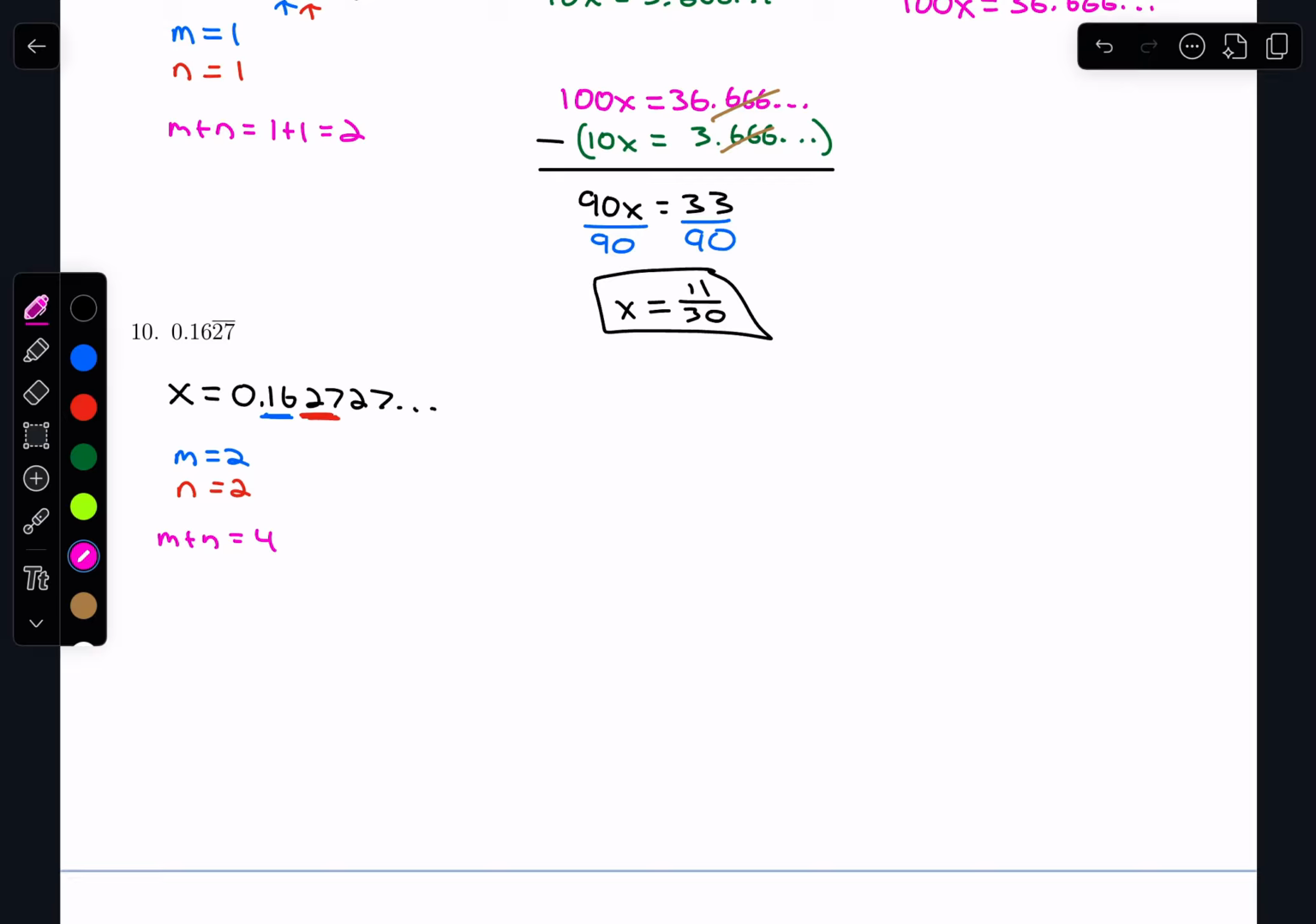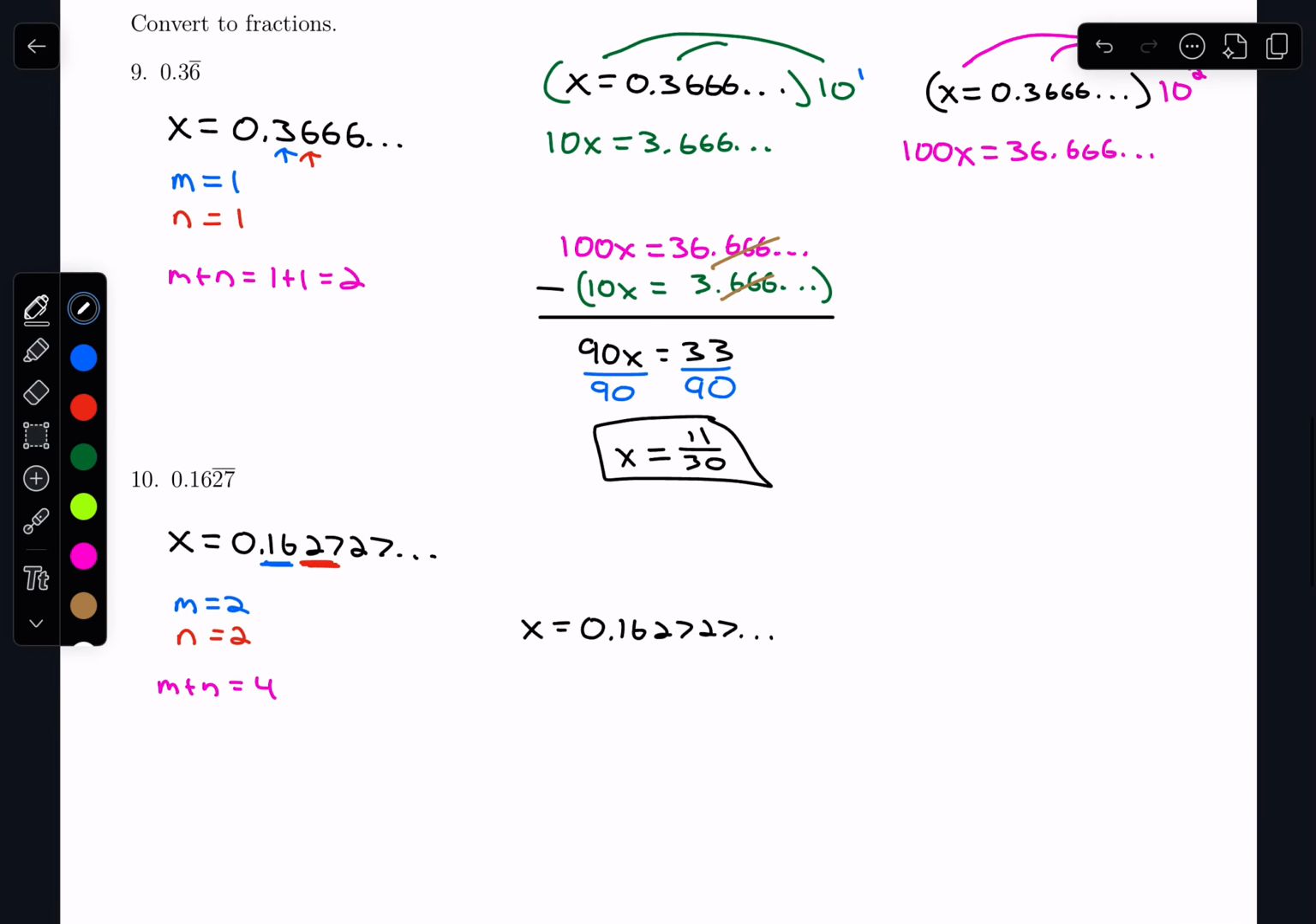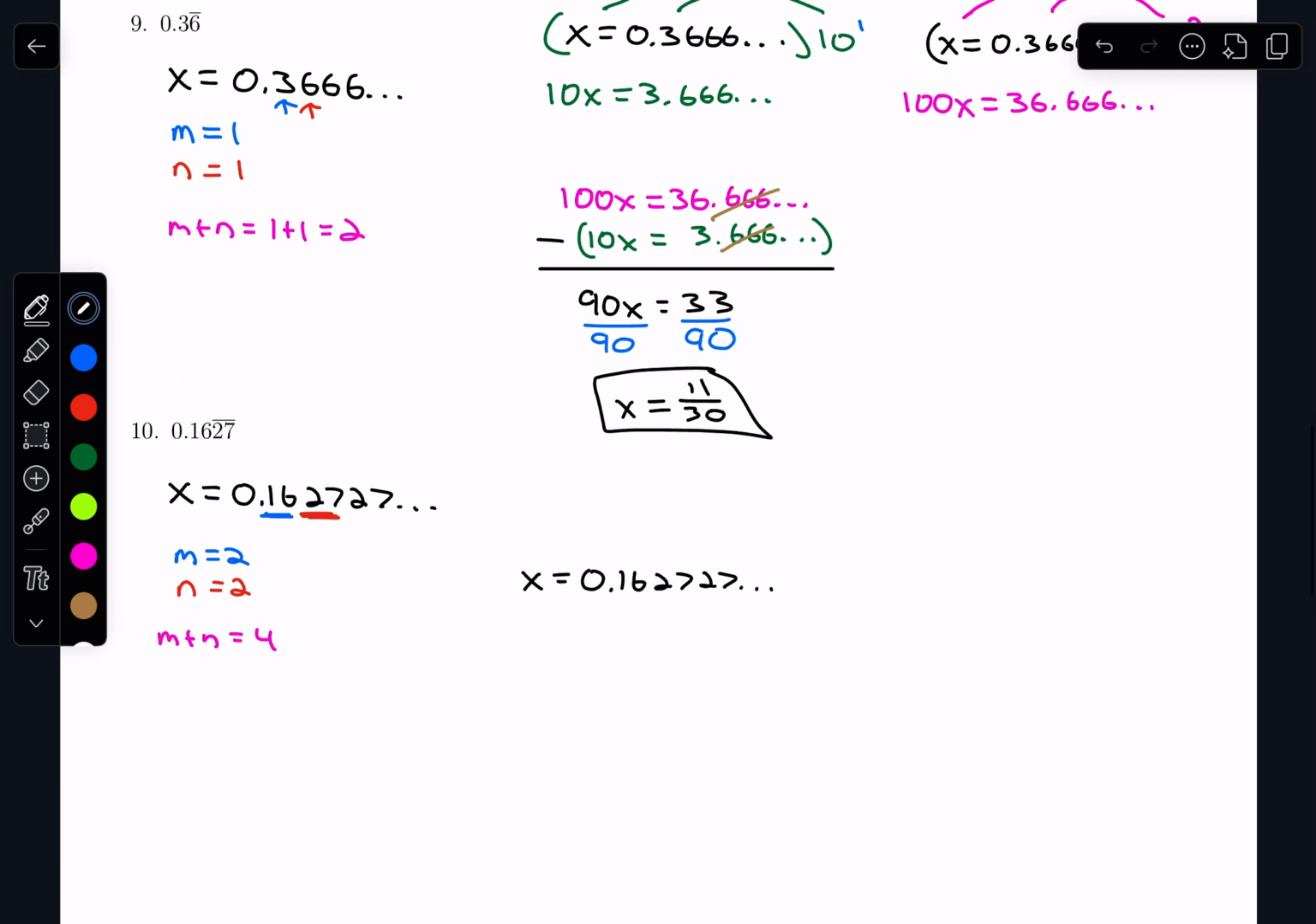So now we have to find two new equations. We're going to take x equals 0.162727 dot dot dot. And at first, we're going to multiply this like we did before by 10 to the power m. So we're going to multiply this thing by 10 to the power 2, which is 100. When I distribute that 100, I get 100x equals, and if I move the decimal place twice to the right on the other side, 16.2727 dot dot dot. So that's one equation.